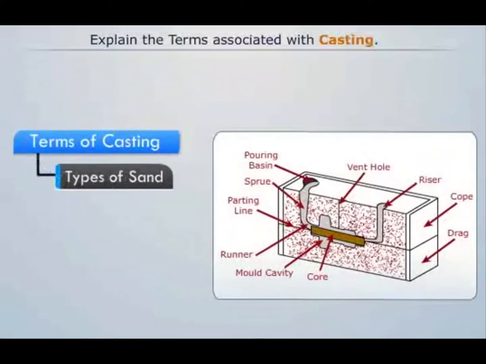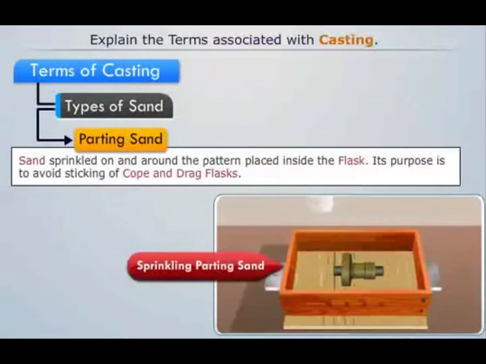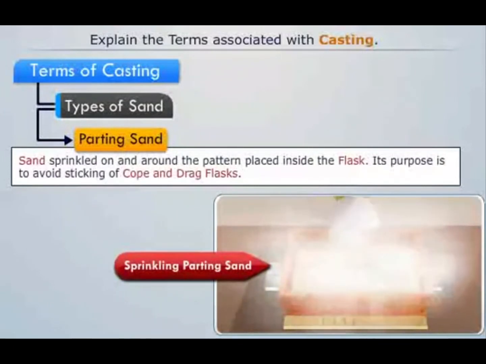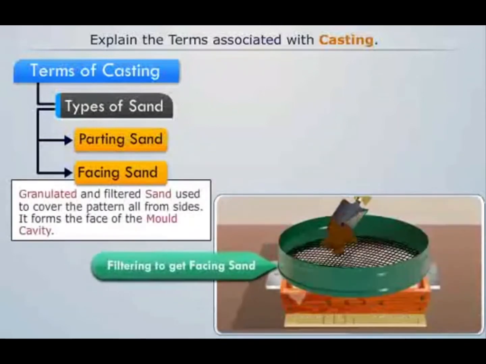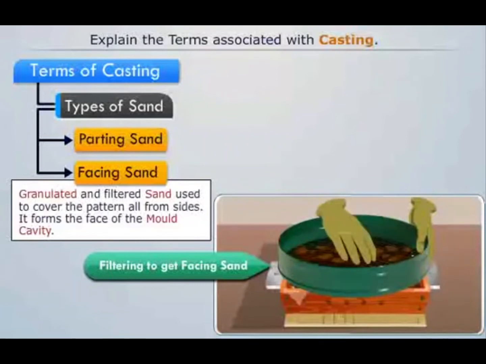In casting, three types of sands are used. They are parting sand. Parting sand is the sand sprinkled on and around the pattern placed inside the flask. Its purpose is to avoid sticking of cope and drag flasks. Facing sand is the granulated and filtered sand used to cover the pattern from all sides. It forms the face of the mold cavity.